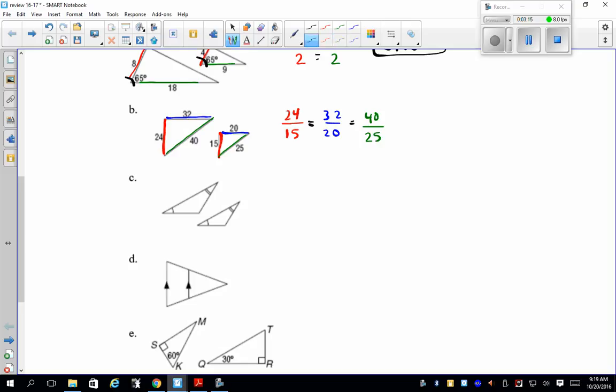And when I simplify these in my calculator, 24 over 15, I get about 1.6. 32 over 20, I get about 1.6. And 40 over 25, I get about 1.6. So these are similar by side, side, side.